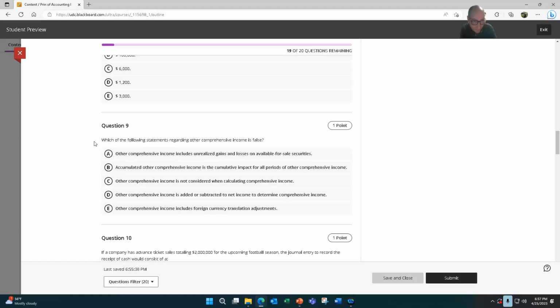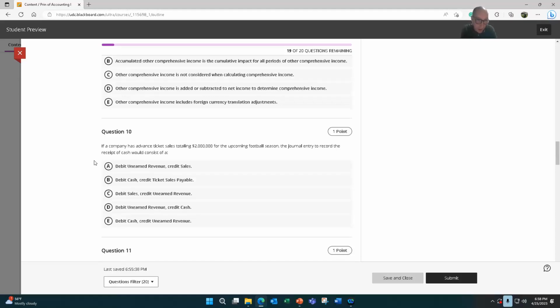Question 9. Which of the following statements regarding other comprehensive income is false? Other comprehensive income. Remember my example with Microsoft and Activision Blizzard, the chapter just before statement of cash flows? That's where you'll find question 9. Other comprehensive income.